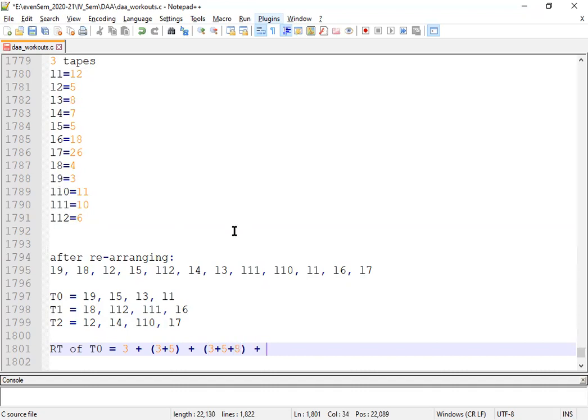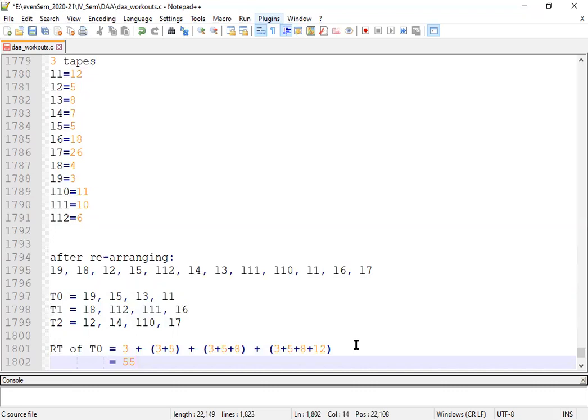Then the last one is L1. So L1 is 12. That is 3 plus 5 plus 8, all the previous values and its own length, that is 12. L1 is 12. So if we add all these values, we get the sum to be 55. This is retrieval time.